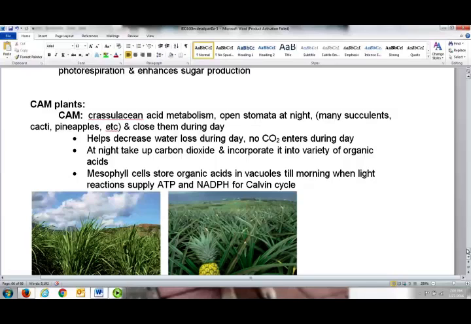enters during the day. So at night they take up the carbon dioxide and incorporate it into a variety of organic acids. So the mesophyll cells will store those organic acids in vacuoles till the morning when the light comes in, and then you can do the light reactions to supply the ATP and NADPH for the Calvin cycle.